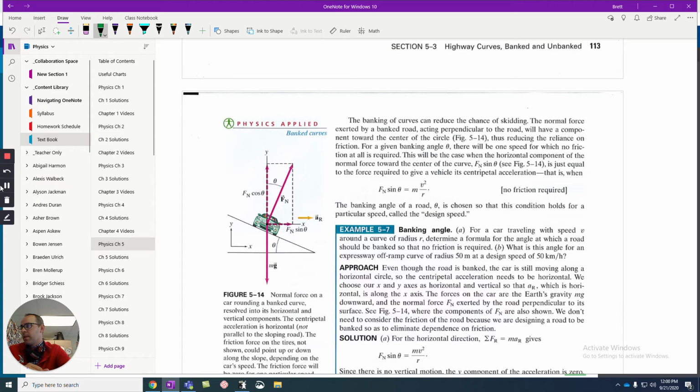Now, this is going to mess us up a couple of ways. When we bank that turn, part, not all, but part of the normal force is actually going to be deflected in the direction of the center, or the radius. That's really important. We're not going to deflect along the surface. This is going to change our XY axis.